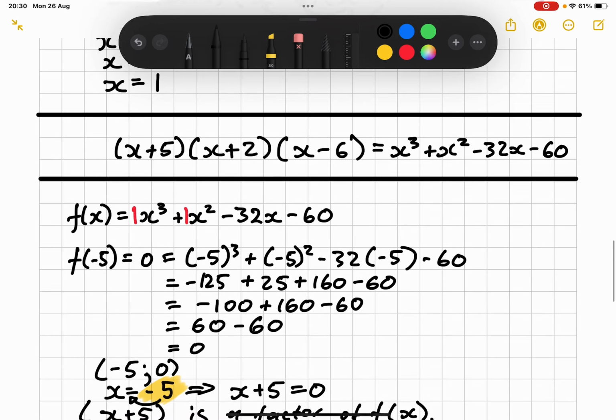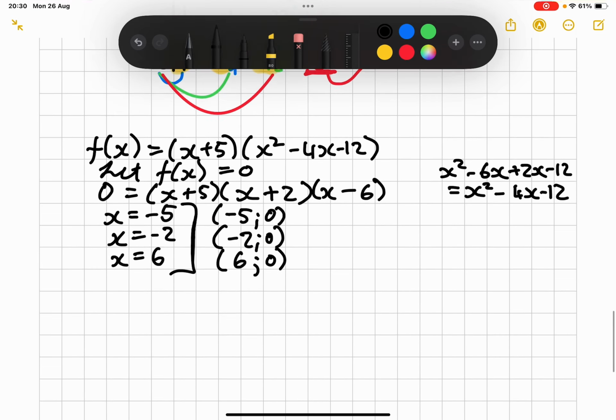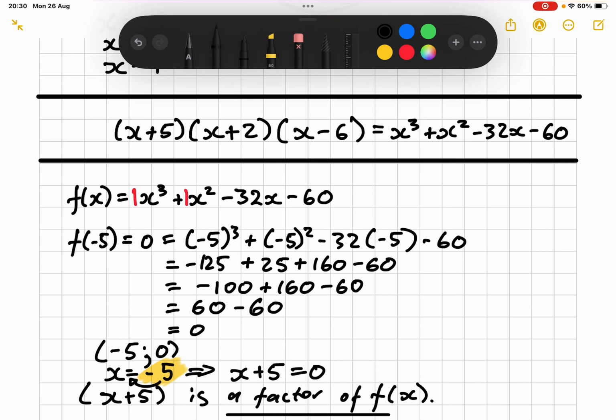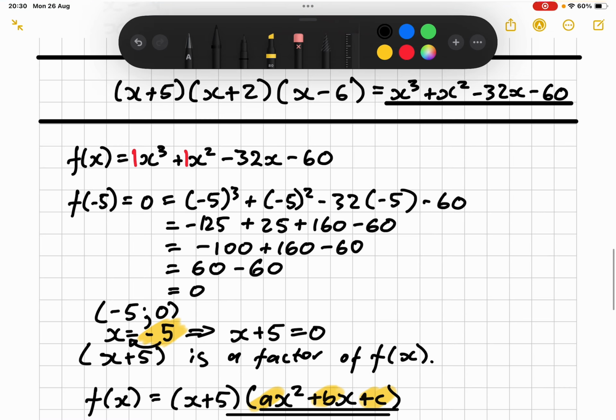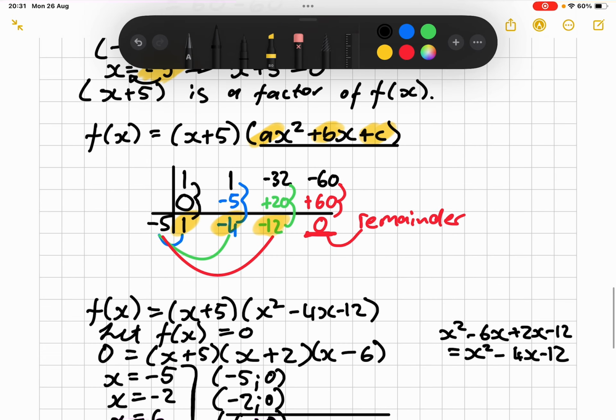If you're wondering how I actually made the question, you can just basically make your own factors like this and then multiply it out, and then you'll get a function that you can work with to solve questions and stuff. So yeah, I hope this makes sense. Just with the synthetic division, remember, you always add downwards and you multiply across. Okay. So yeah, you add down and then you multiply across.